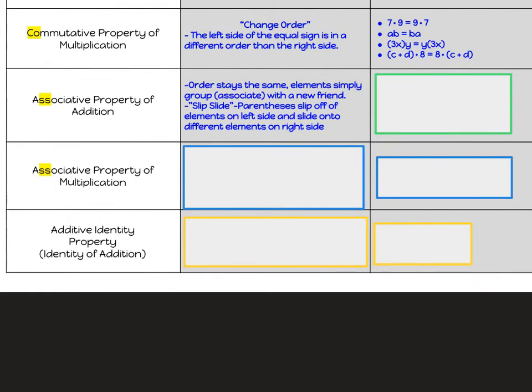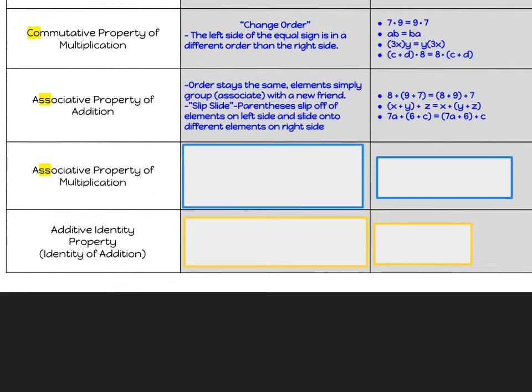However, the elements are going to group or associate with a new friend on either side of the equal sign. The reason why we highlighted the two S's is because that's a little acronym for slip and slide. The parentheses are going to slip off elements on the left side and slide onto different elements on the right side. Here we can see some examples of that. As you can see, the terms stay within the same order. However, the parentheses are changing who they're grouping with, who they're associating with.